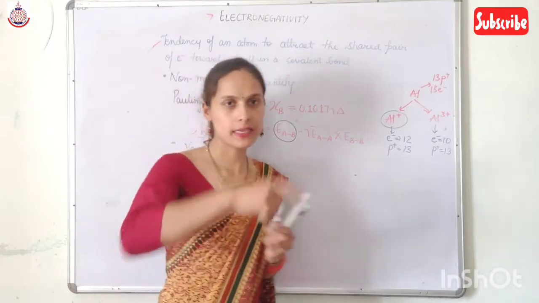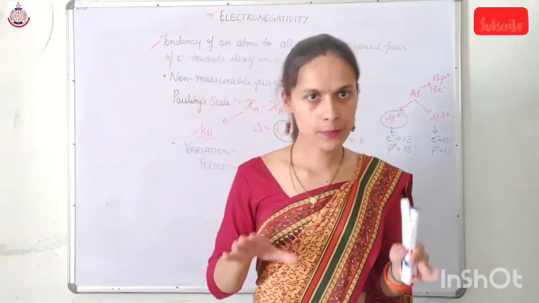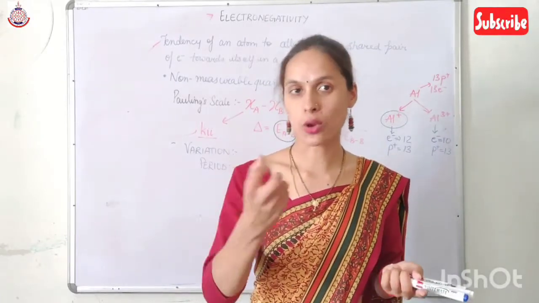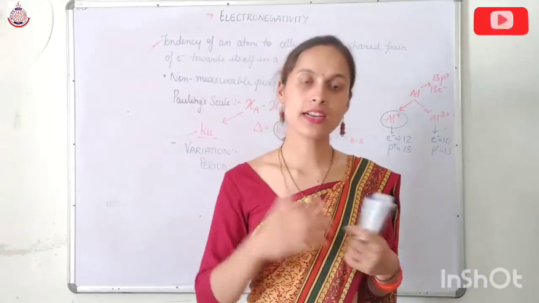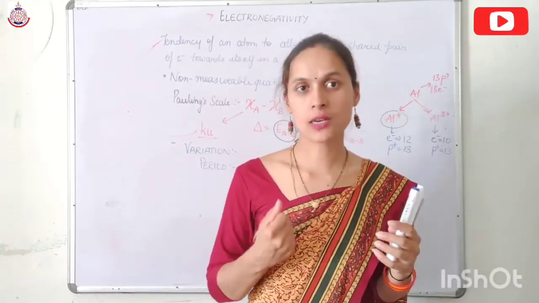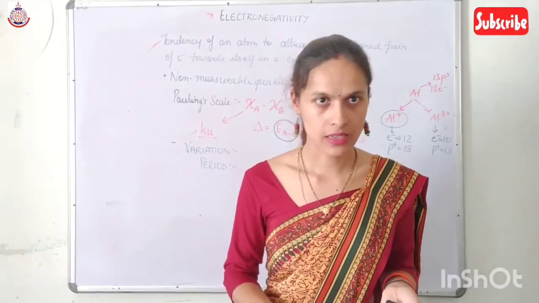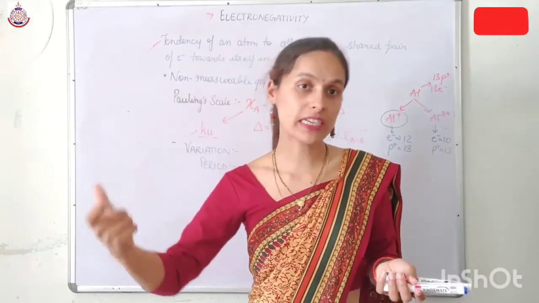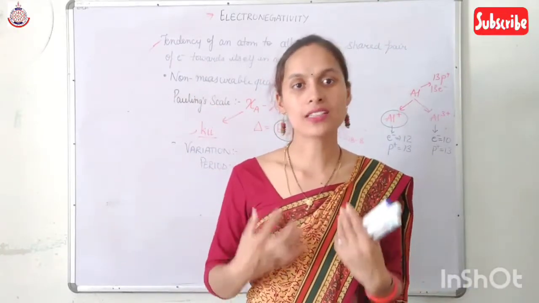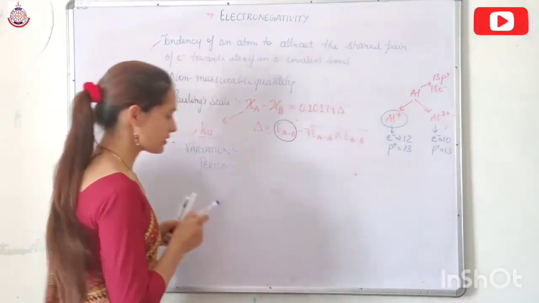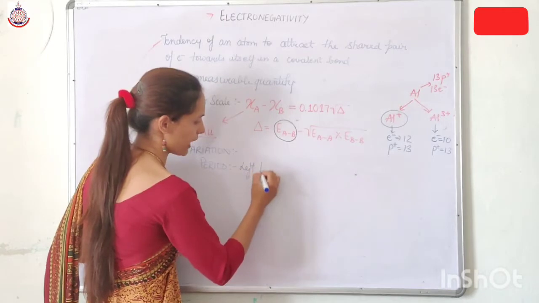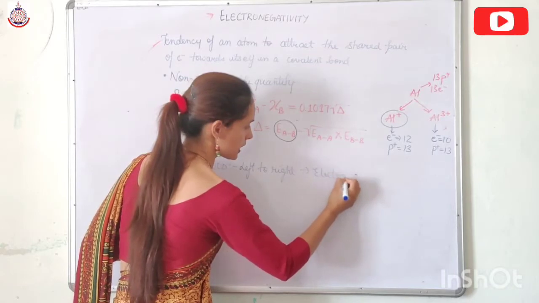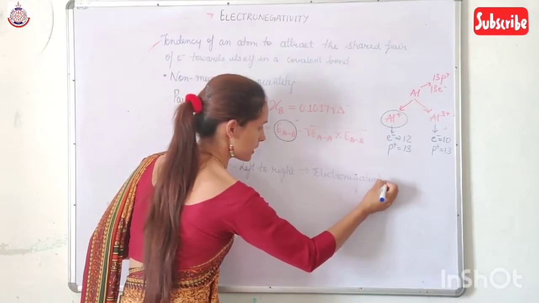As we move left to right in a period, the shell remains the same, but the nuclear force of attraction increases. Due to the increase in nuclear force of attraction, atomic size decreases, and due to the decrease in the atomic size, the tendency to attract the shared pair of electrons towards itself increases. Clear? So as we move left to right in a period, due to increase in effective nuclear charge, the tendency to attract the shared pair of electrons increases, as a result of which electronegativity increases.